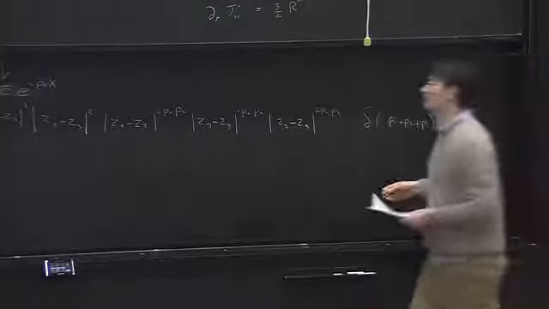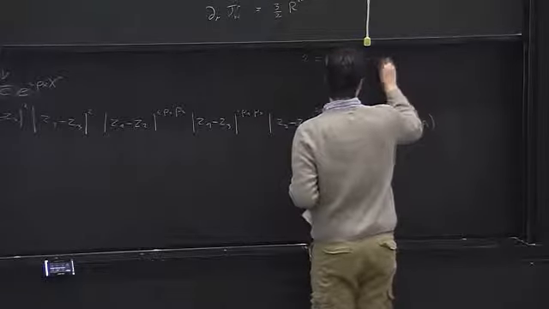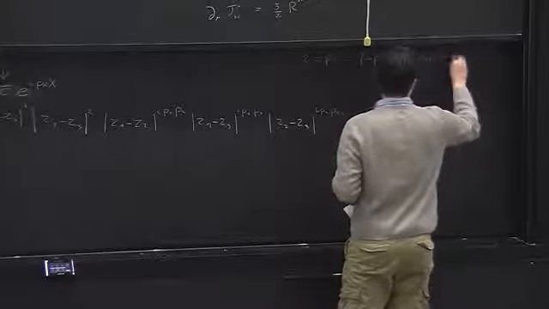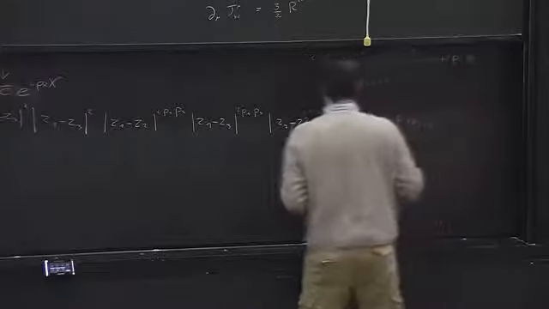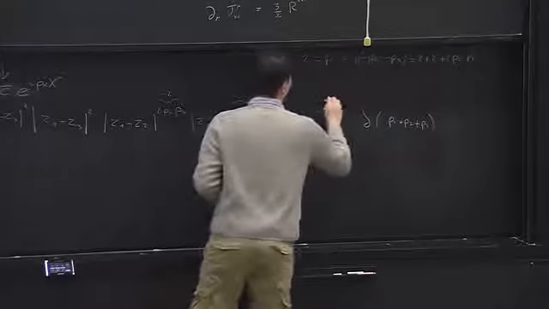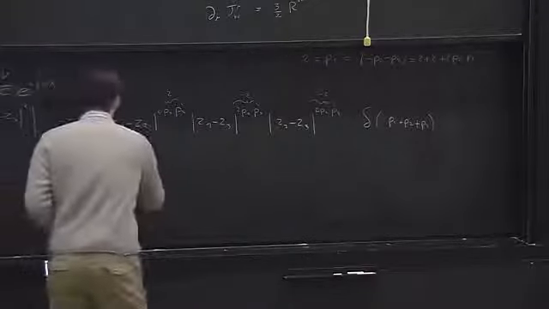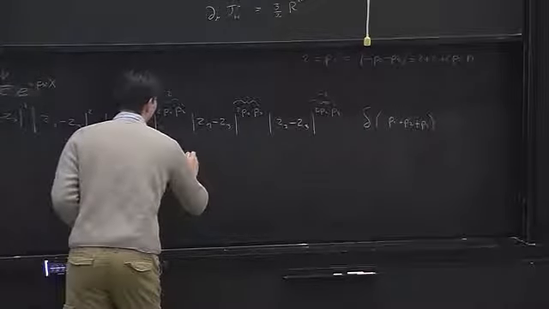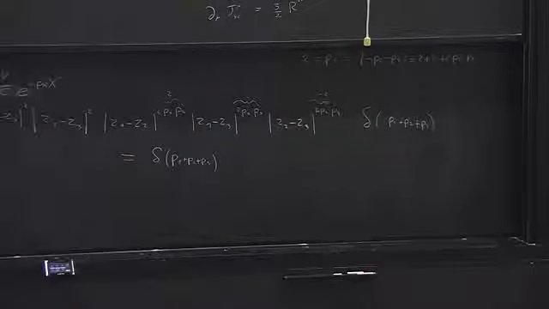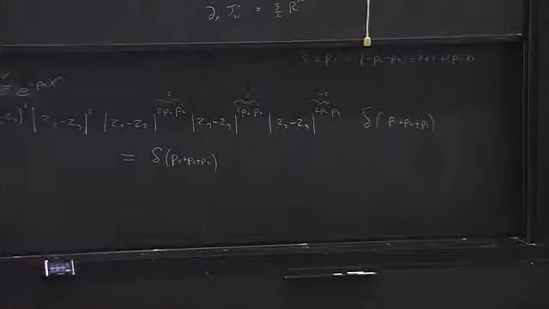Now, momentum conservation means that, say, P1 squared, which is equal to 2, is also equal to minus P2 minus P3 squared, which is equal to 2 plus 2 plus 2 P2 dot P3, which means this is minus 2, this is minus 2, this is minus 2. So 2 minus 2, 2 minus 2, 2 minus 2. The answer is just 1. Well, it's a delta function of the momentum. Okay. So there is no dependence left on where I placed these points.